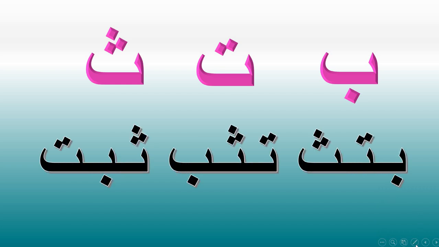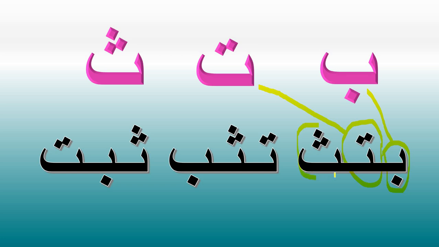Here we have words with ba, ta, tha. You can see, what is this letter? The dot shows you bottom dot, ba. The second letter, you can guess. Yes, 2 dots, ta, 2 dots for ta.